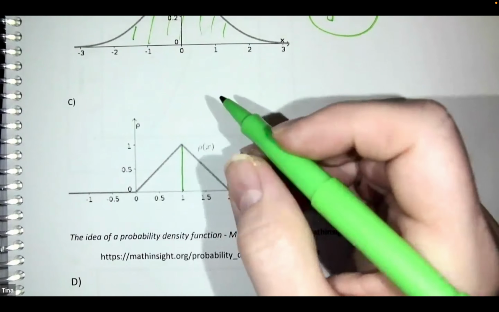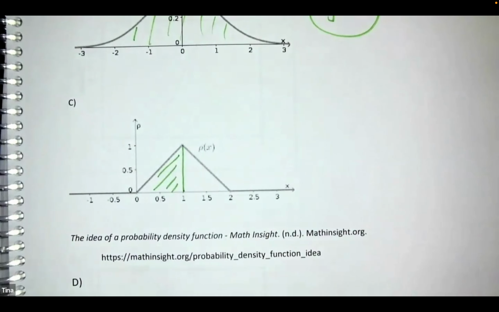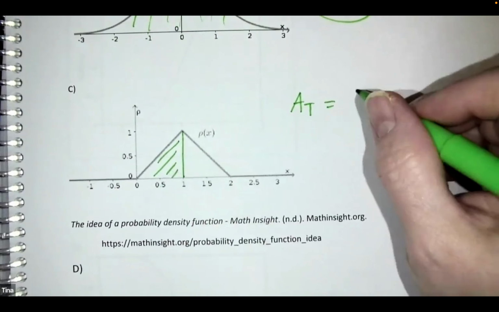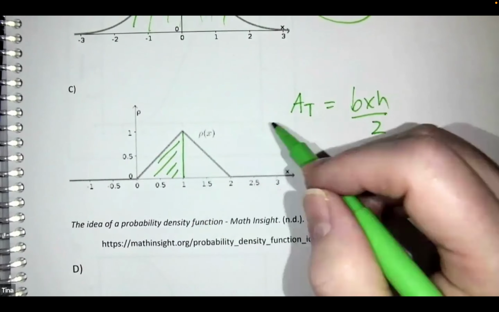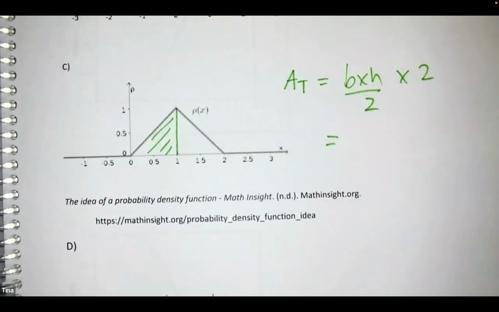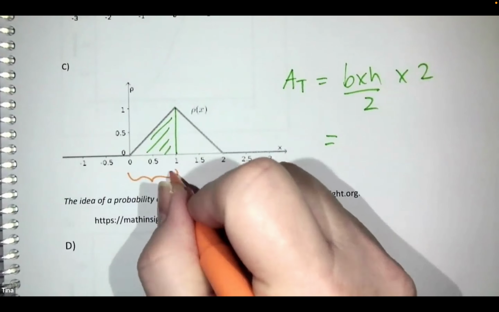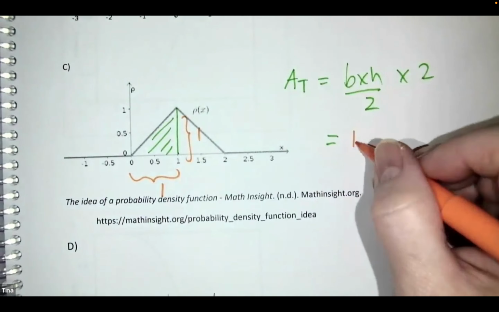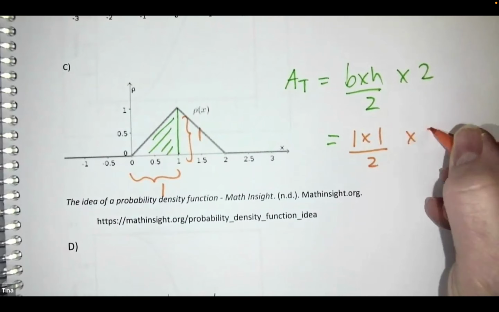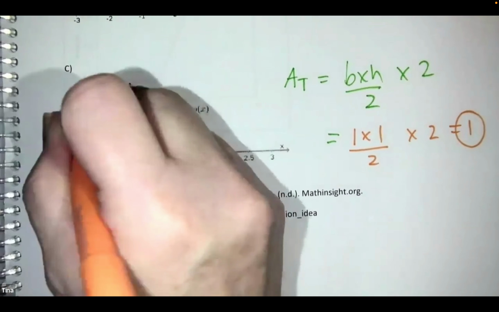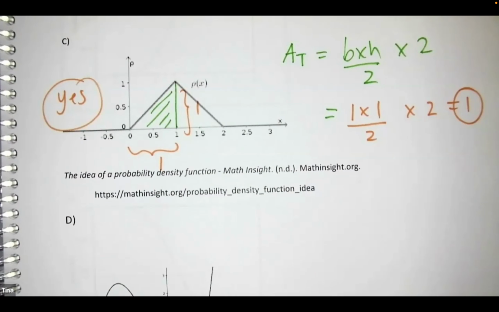This one, well, it's perfectly symmetrical, so let's just do the area of 1/2 and double it. So the area of a triangle is base times height over 2, and then since there's 2 equal ones, we're going to times by 2. So base times height, well, from 0 to 1 is 1, and that's also 1. So 1 times 1 over 2 is 1/2 times 2 is 1. So that one's good. Yes, it can be a probability density function. It represents probability.